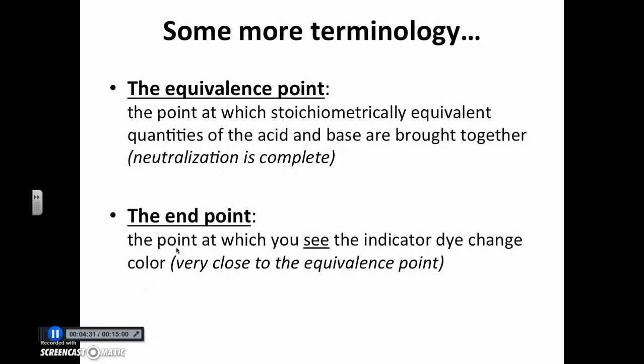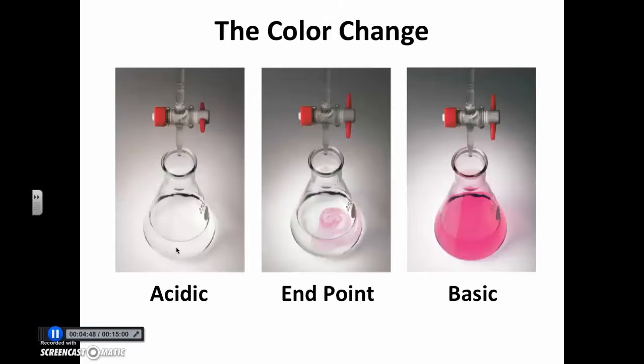So the end point then is the point at which you see the indicator dye change color, and this should be very close to the equivalence point. I mentioned that phenolphthalein is colorless in acidic solution, but becomes pink in basic solutions. So let's look at this. When we add phenolphthalein to our HCl solution at the very beginning of the titration, the solution will be colorless, as shown in the left picture.